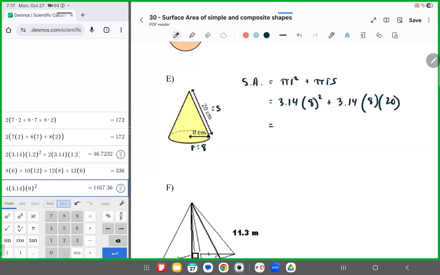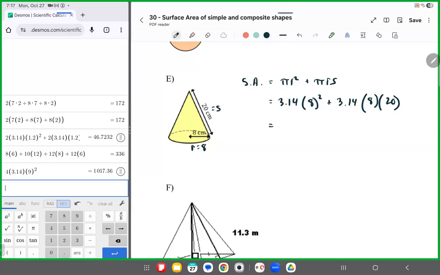And I like using brackets because they're easier to match up in the Desmos calculator to what I'm writing down. And so I prioritize having clarity with respect to what I type in. So if I take 3.14 times 8 to the power of 2 plus 3.14 times 8 times 20, I get that the surface area of this thing is equal to 703.36, and we're dealing in centimeters squared.